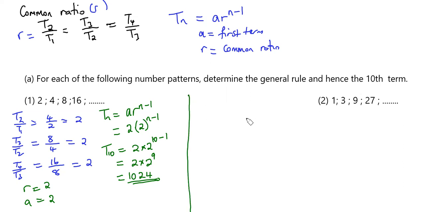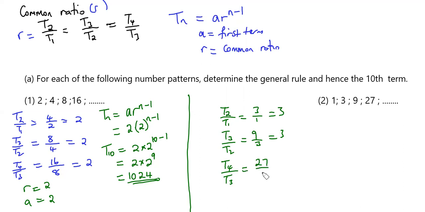Let's see what you can get this side. So I've got 1, 3, 9, 27. What did we learn? T2 divided by T1 equals 3 divided by 1, you get 3. Then T3 divided by T2 equals 9 divided by 3, which also gives 3. Then what about T4 divided by T3? You are going to get 27 divided by 9, then you get 3. So our common ratio R is equal to 3, then our A is equal to 1.